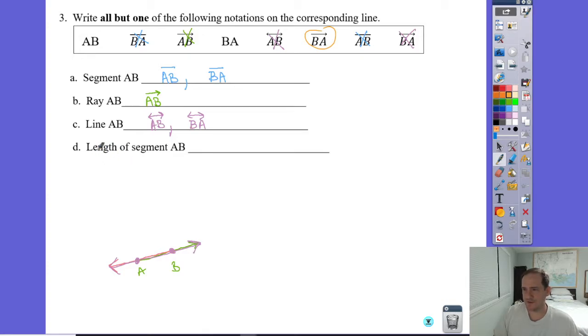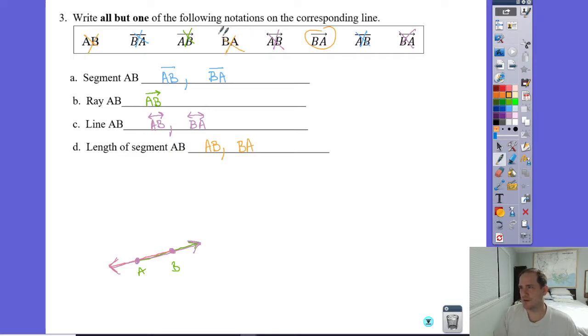So now they want the length of segment AB. To represent the length of segment AB, you just take the hat off of it. And suddenly that's the length of AB. And since AB could also be called BA, then BA without a hat is also acceptable.